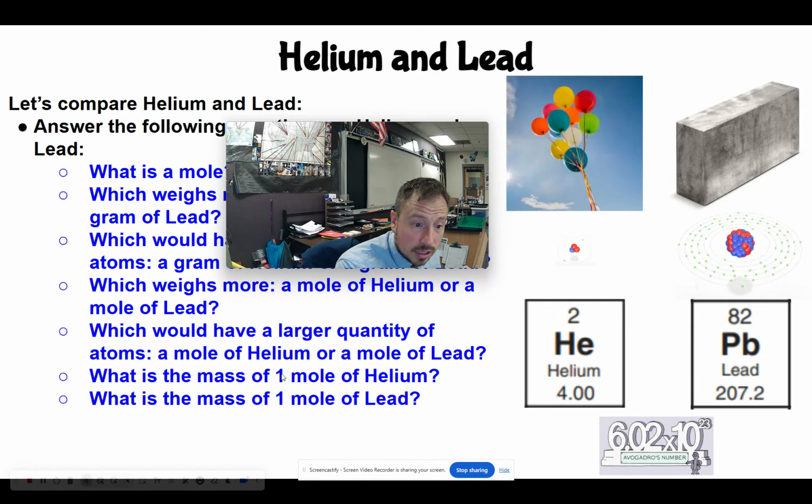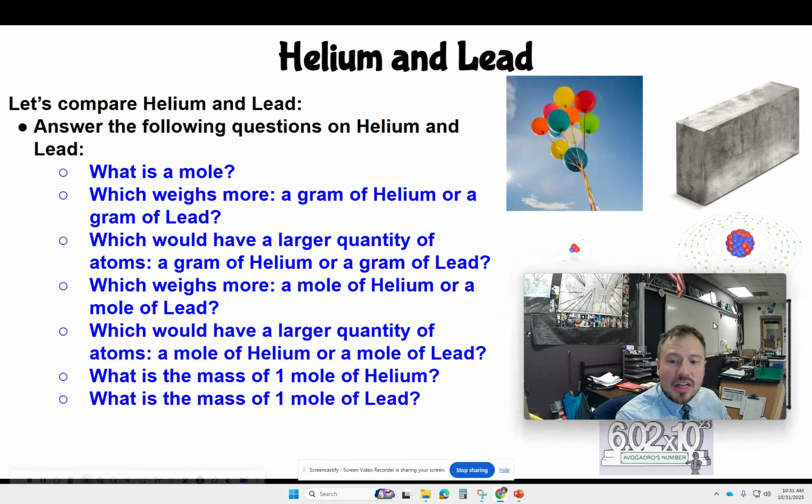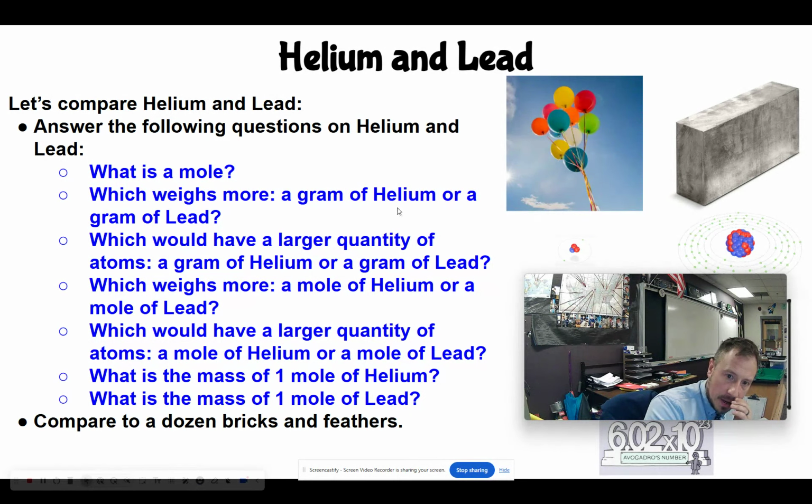Now, the last two questions say, great, what is the actual mass of 1 mole of helium, 1 mole of lead? You just look at the periodic table. Here it is, right? If I were to count 6.022 times 10 to the 23rd atoms of helium and put them on the digital balance, it would say 4 grams. If I were to do the same thing for lead, 6.022 times 10 to the 23rd atoms of lead and put it on a digital balance, 207.2 grams, right? That's the importance of the mole. It's a way for me to know exactly how many particles I have just based on the mass.